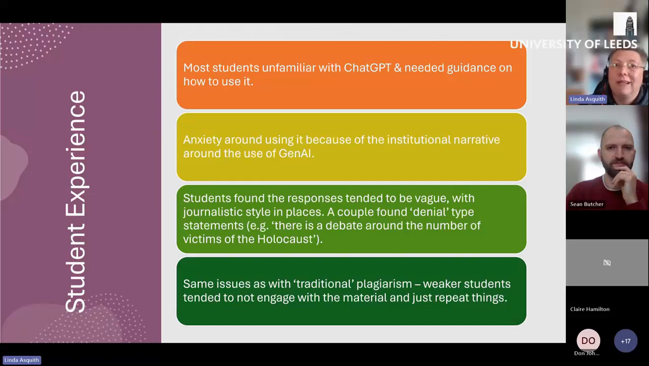There was also a lot of anxiety around using it because of the institutional narrative at that time around the use of generative AI, and that meant particularly that they were worried that we're going to get pulled up for plagiarism or academic integrity offences in some way because they were using ChatGPT. So I needed to do a lot of reassurance that don't worry, it's fine, you're allowed to use ChatGPT as long as you use it in the ways I've indicated on this assessment.